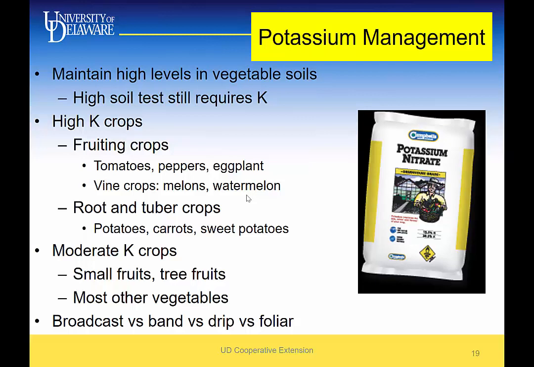And then broadcast applications are fine. In some crops, it's better to band because you'll get better efficiency. We put a lot of our potassium in plastic culture through the drip so that we're getting that potassium through the season, particularly when the fruiting's going on. And it is effective foliarly. Now you can't put much on, but it will absorb, and it's one of those that will translocate from foliar applications.